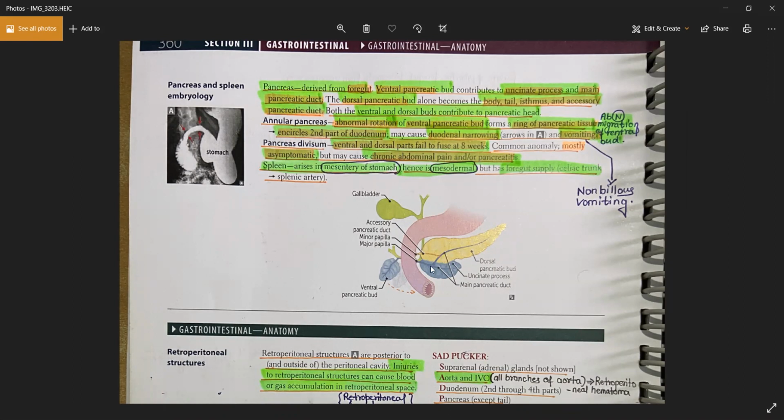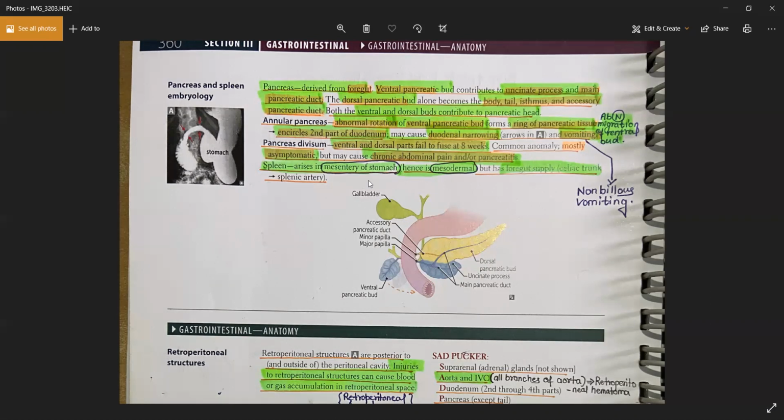Okay, Step 1 will ask you, because both of these buds are not fusing to each other, where do the main pancreatic duct and the accessory pancreatic duct open? Okay, so the ampulla of Vater will be the opening for the ventral pancreatic duct, and the accessory opening will be present for the dorsal pancreatic bud. So this ventral pancreatic bud will be opening in the ampulla of Vater, which is the major papilla. This dorsal pancreatic bud will be opening through the accessory pancreatic duct in the minor papilla. Step 1 can also ask you this.